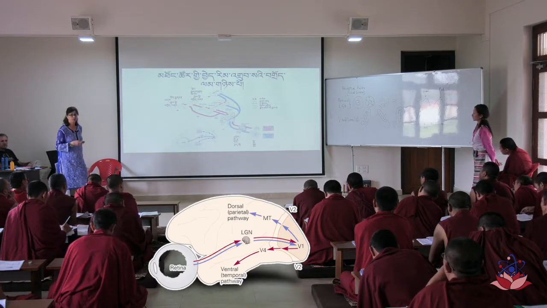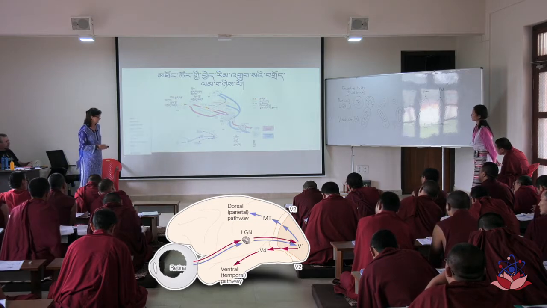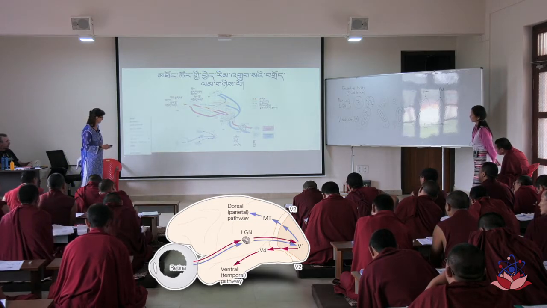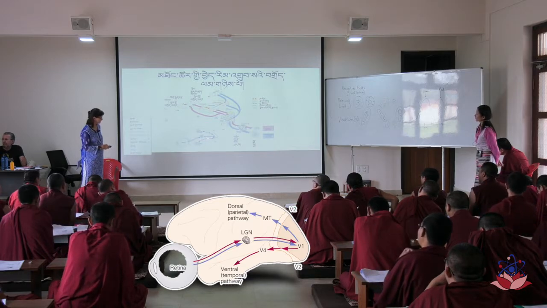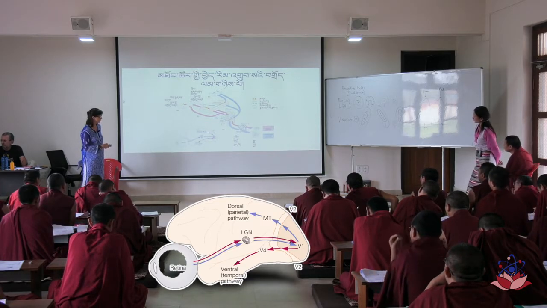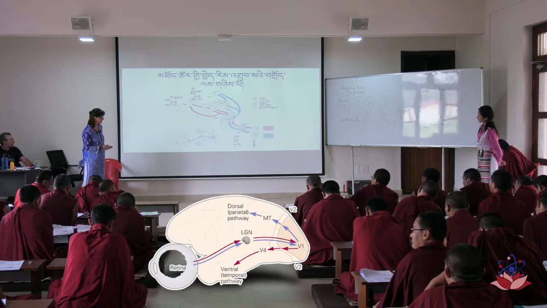So neuroscientists use the term stream as a metaphor to think about this information as flowing, just the way water would flow when a river comes to a fork and it splits in 2 directions.